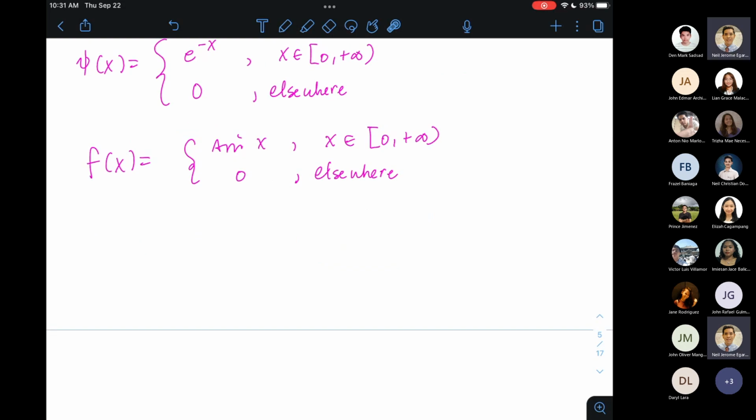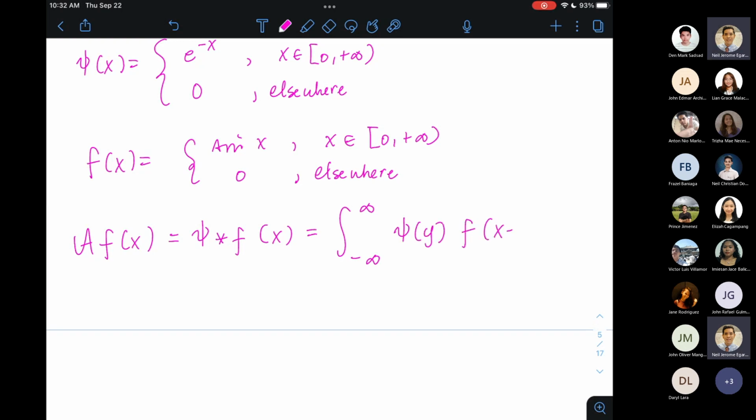And then let's compute the convolution of f. So again, we are solving the forward problem. What is the convolution of f with respect to psi? Or what will happen if we convolve f with the fixed function psi? All right, so this will be psi star f of x, and this would be the integral supposedly from negative infinity to infinity of psi of y, f of x minus y, dy, all right?